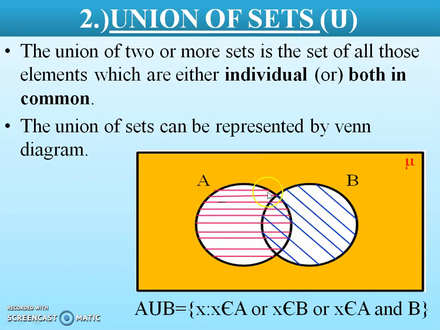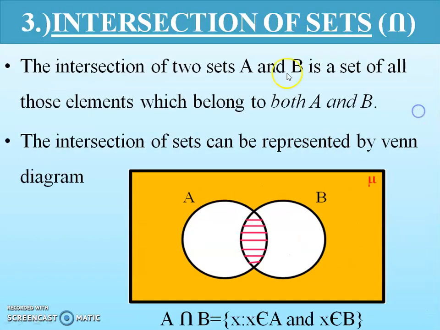That is nothing but union. That is individual or both A, B, or both A and B. Remember this, this is union. Now the third one is an opposite of union of sets. That is intersection of sets. We know what we mean by intersection?